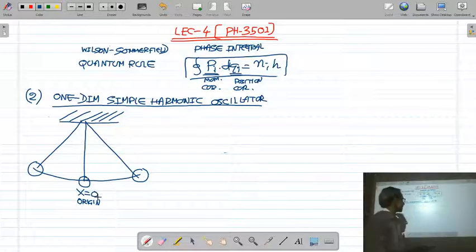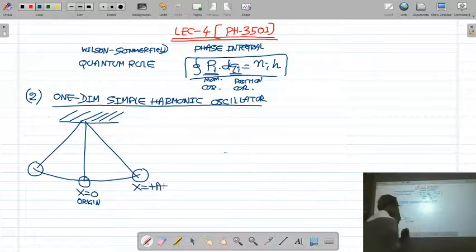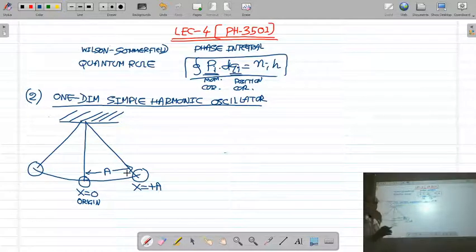Let us consider the motion of a simple pendulum about the equilibrium position x equal to 0. x equal to 0 is called the equilibrium position or origin. This is the right hand side endpoint, x is equal to plus a. Now what is a? a is the amplitude, which is the maximum displacement of the pendulum from the equilibrium position. This is the equilibrium position, 0. This is the right hand side endpoint denoted by plus a, and this is the left hand side endpoint denoted by x is equal to minus a.